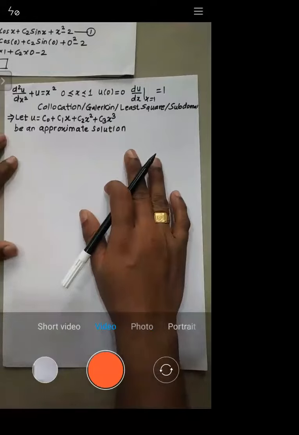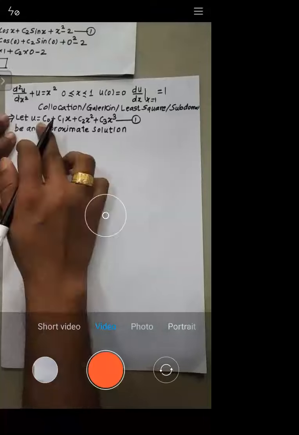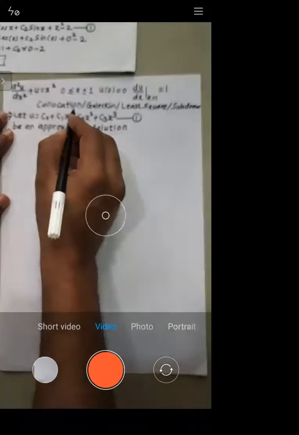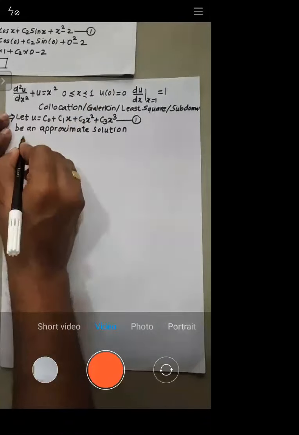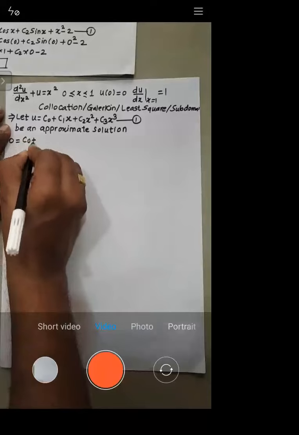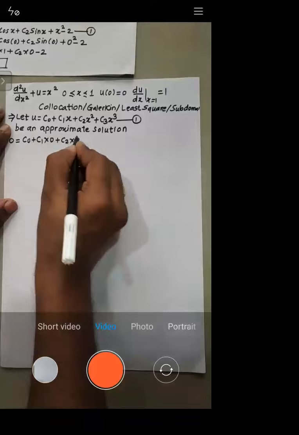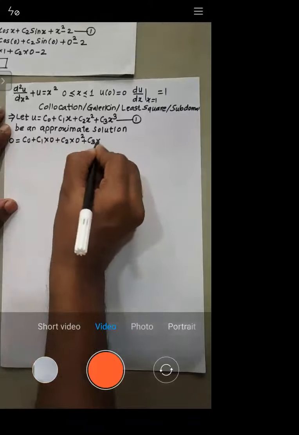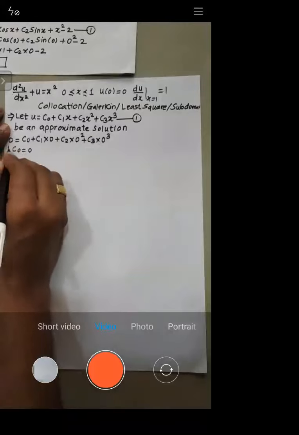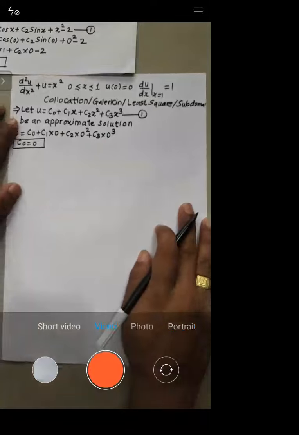Okay, so let me call this equation number 1. Once you write down the approximate solution, you impose the boundary condition. So I will impose the first boundary condition. See, u is 0 when x is 0, right? So c0 plus c1 into x is 0, plus c2 into x is 0 square, plus c3 into x is 0 cube, right? So what value of c0 are you getting? You are getting it equal to 0. Is it okay?